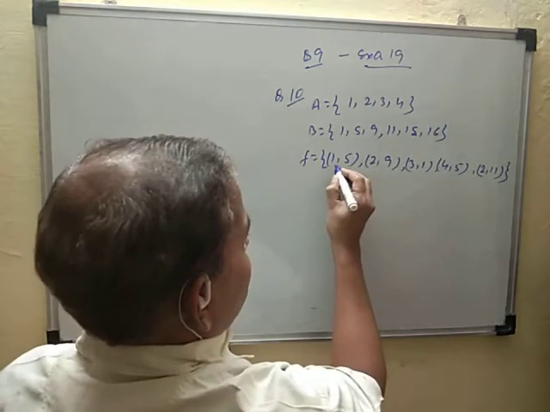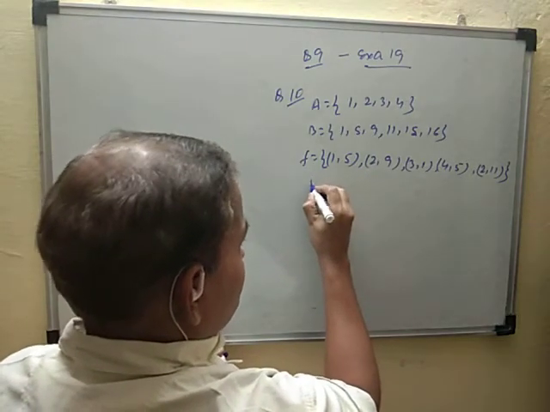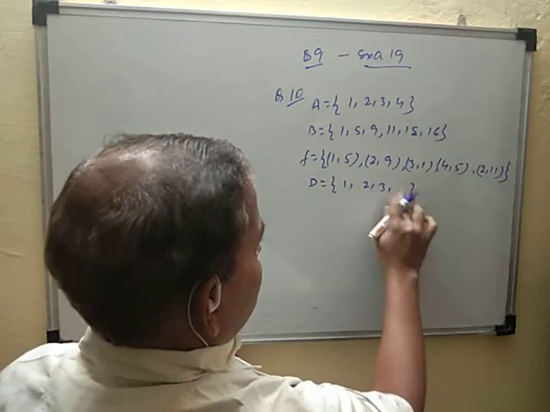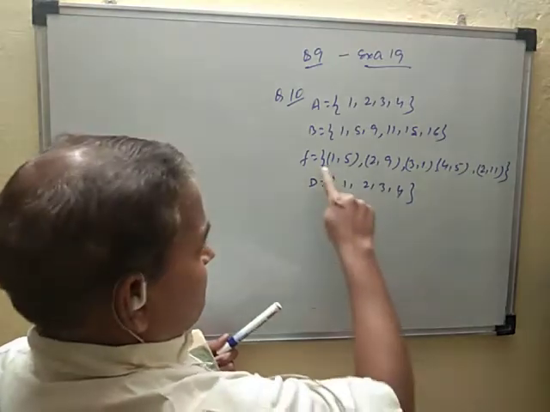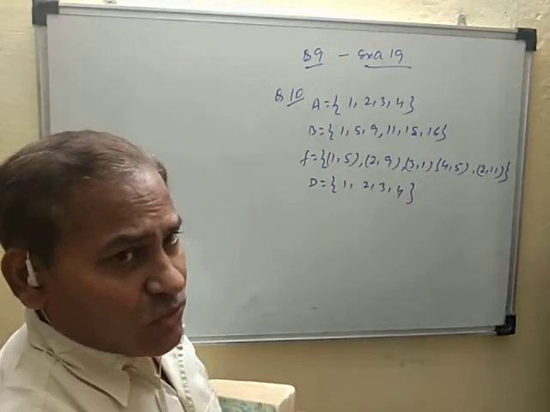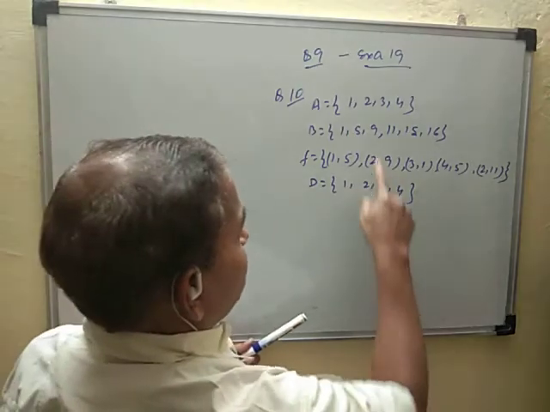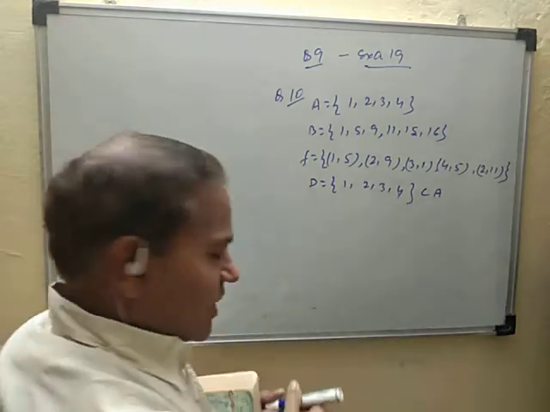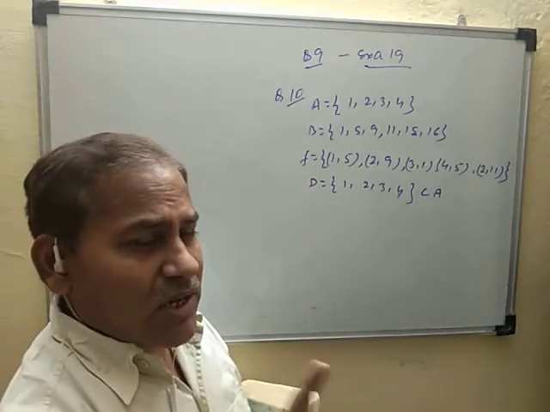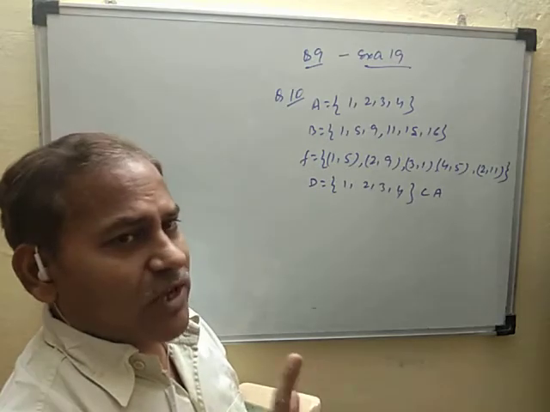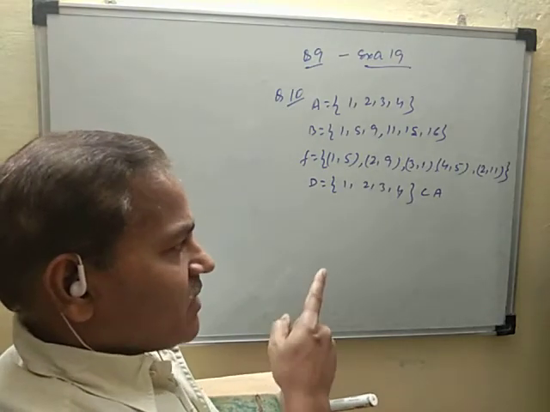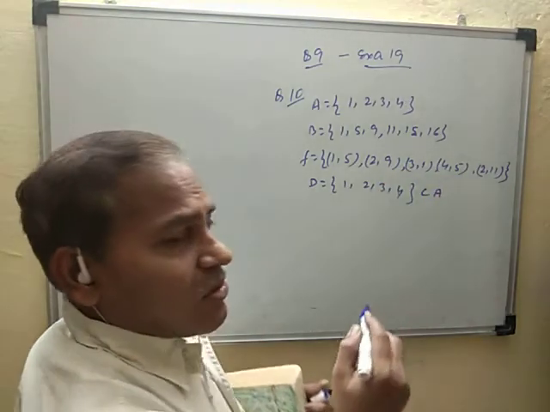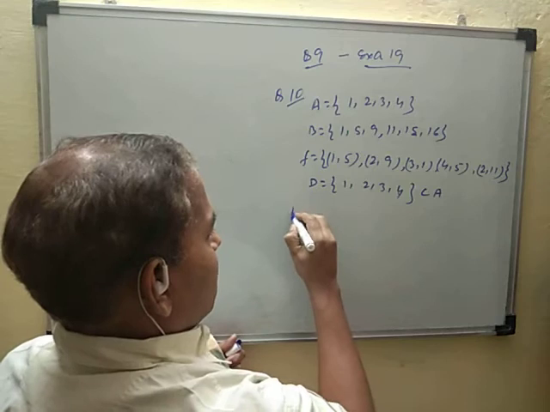So what is the first set? Find the domain. What is the domain? It is the set of all first entries, 1, 2, 3, 4. This is the domain, and this domain belongs to set A, which is a subset of set A. So all the first entries of F form a subset of set A, and the second entry is called the range. So find the range.